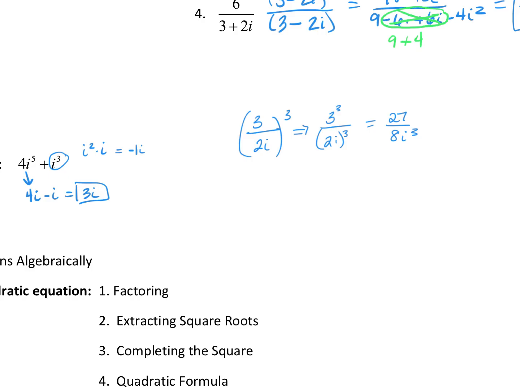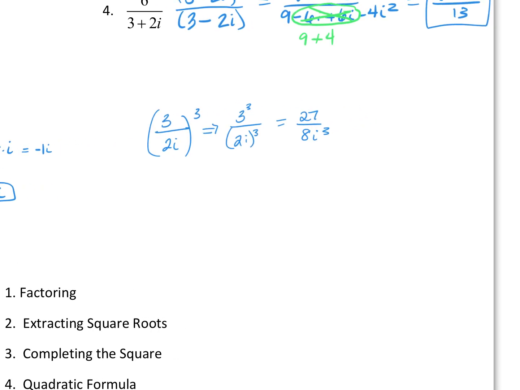We're not done, though. Remember, you can't leave an i in the denominator. So how can we get rid of i? Any ideas? So here's what I would think. Here's my logic. Leaving 27 alone, 8 alone, I am going to rewrite it as i squared times i. Because what's i squared? Negative 1. So now I can write it as 27 over negative 8i.